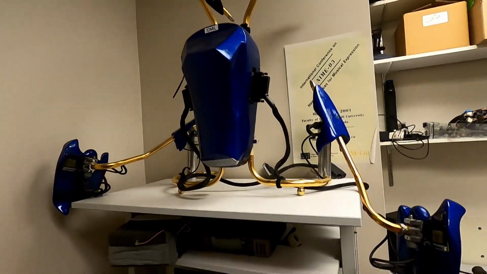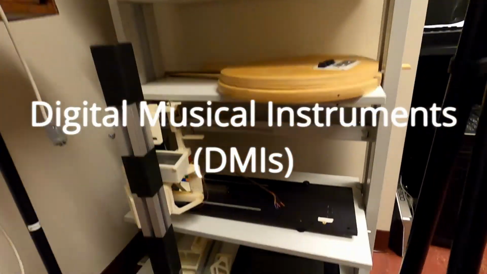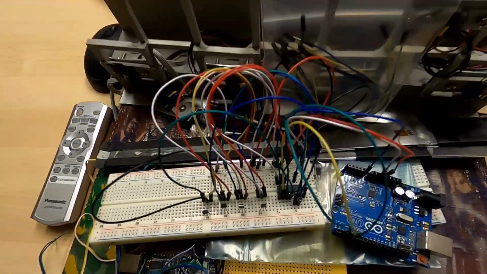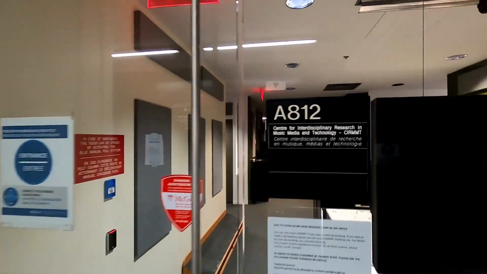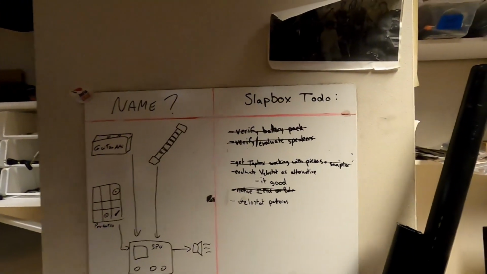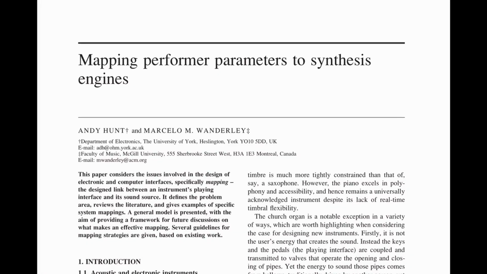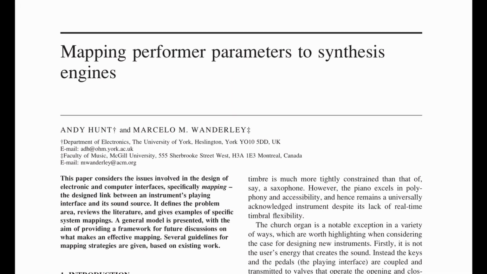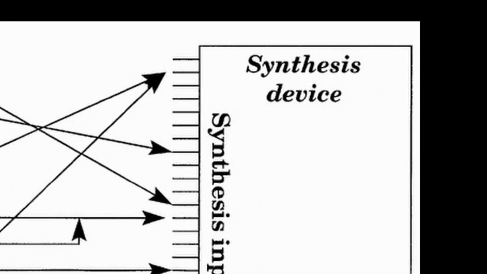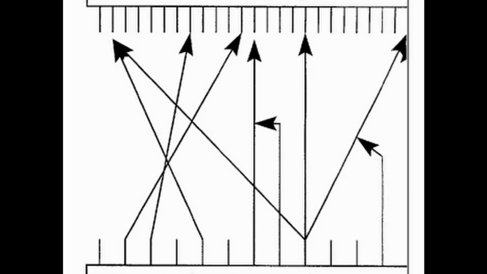Let's take a closer look at digital musical instruments, or DMIs, see what makes them unique, and look at a performance with a DMI developed right here at CIRMMT in Montreal. There are many definitions for a DMI, but for the purposes of this video, we're going to use a definition provided by Andy Hunt and Marcelo Wanderley, which is that a DMI consists of three parts: an input device, a synthesis device, and a mapping layer to connect the two.